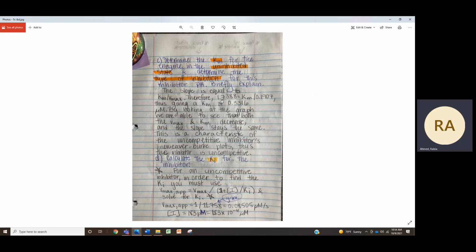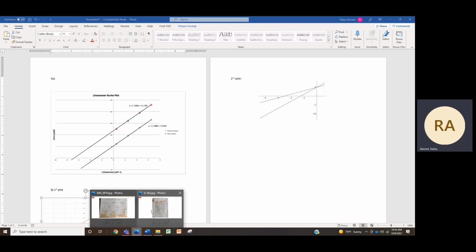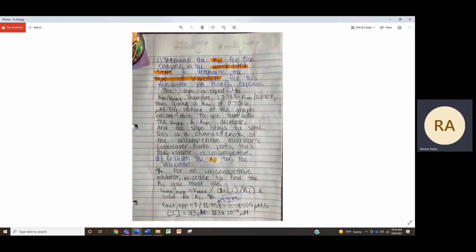And then 1.7388 is what we get for the slope here, for our uninhibited line once again. So basically you do 1.7388, which is our slope, equals Km divided by Vmax. We don't know what our Km is. So what you do is basically like 5B, you just take 1.7388 and multiply by Vmax to get the Km. So it's going to give us a Km of 0.3316 micromolar.